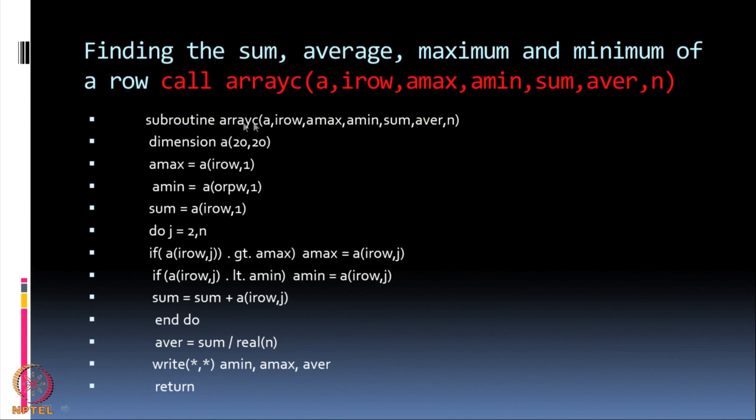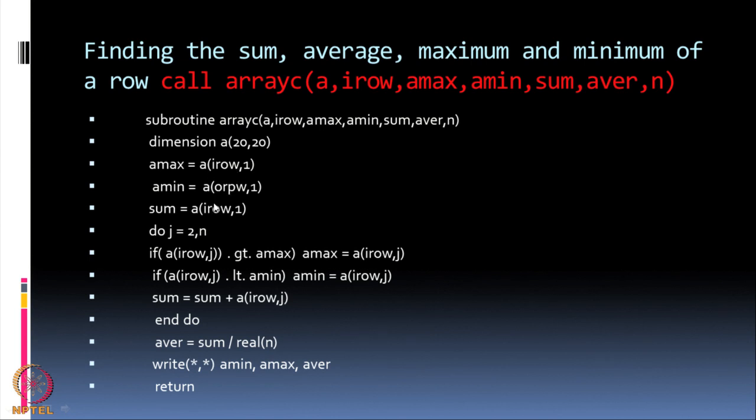So, the first line is a subroutine statement, A is dimension 20, 20, it is a 2-dimensional array. Now, I want to calculate the maximum and minimum in the I row. I row is giving me the row in which I have to do the operations. So, what is my statement here? A max is A into I row, 1. The first value of the I row, I am calling it the maximum. The same one I am calling the minimum also. The sum is also equated to the first element. This I row, 1 is the first element in your row called I row.